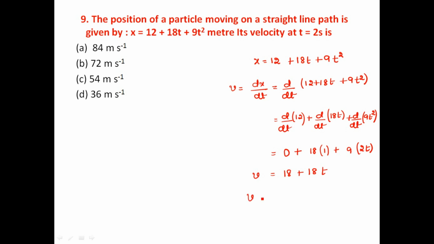What about the velocity at t equal to 2 seconds? I have to substitute the value of t as 2. 18 plus 18 into 2, which is equal to, so what answer do I get here? It is 18 plus 36, which is equal to 54 meter per second. The correct answer is option C.